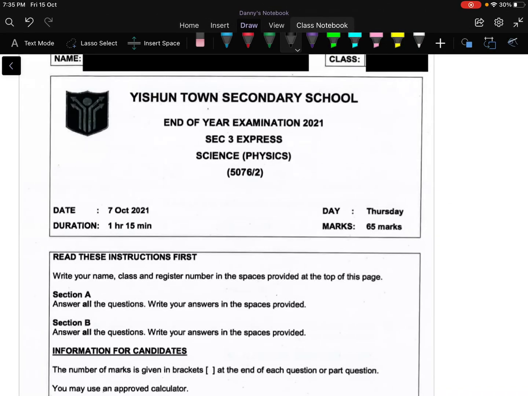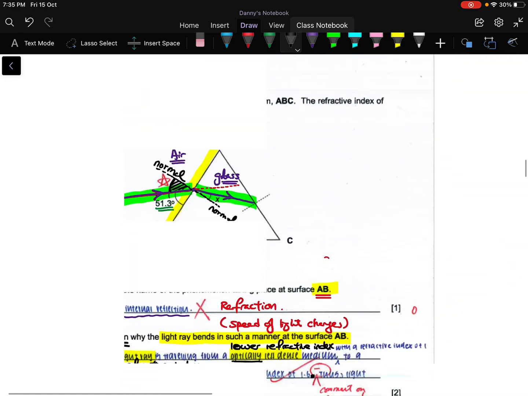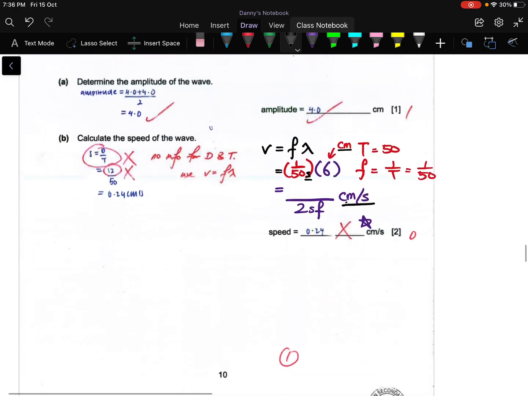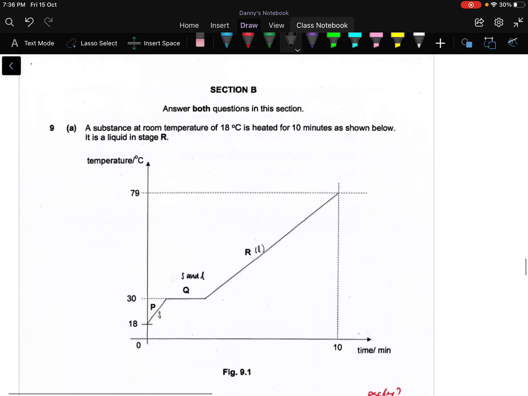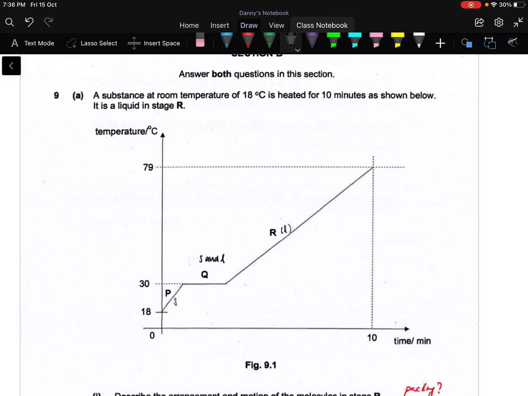Okay, so this video will cover Section B of the Set 3 Combined Science End of Year Paper 2021. So we will begin with Section B. Section B, if I remember correctly, is about temperature and thermometric property. So basically here you are given a temperature-time graph. Be very mindful that the time is given in minutes, not seconds.